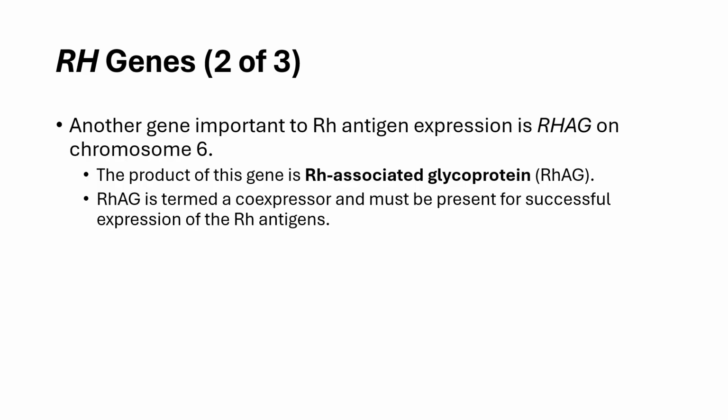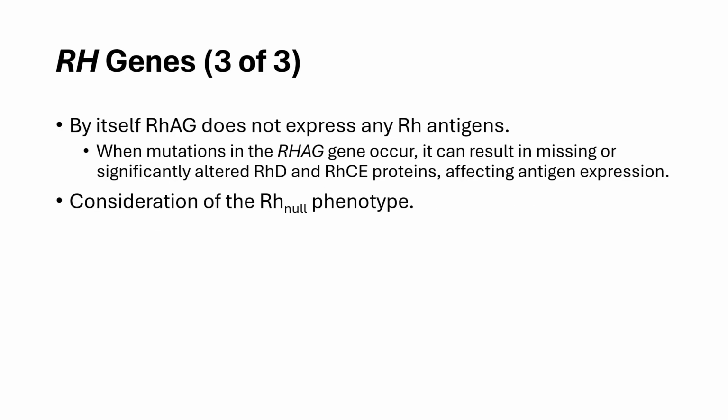So the Rh-associated glycoprotein, or the RAG gene, is located on chromosome 6. It produces the Rh-associated glycoprotein. RAG acts as a co-expressor and is essential for the successful expression of Rh antigens on the red blood cell surface. By itself, RAG does not express any Rh antigens.